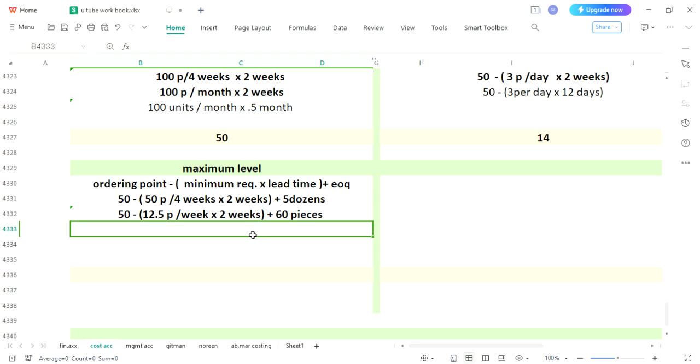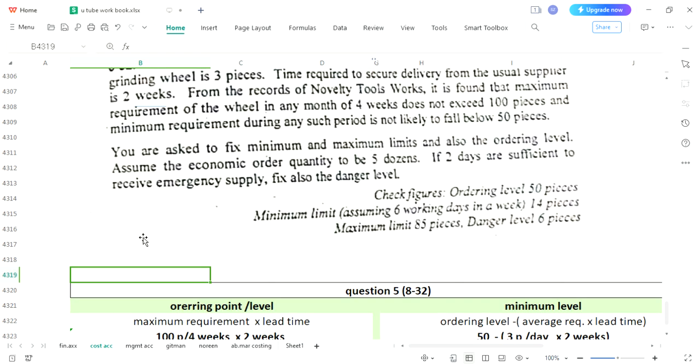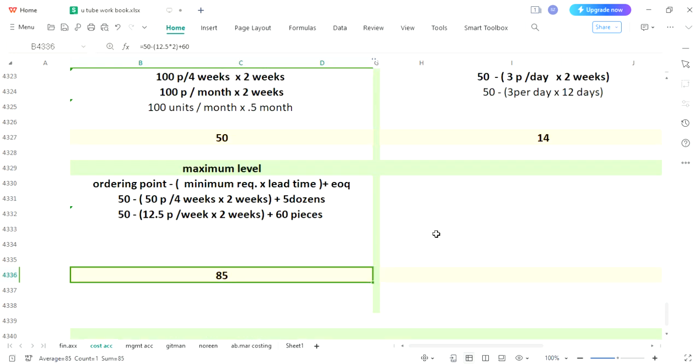We can now put it on our calculator, and what we will do, 50 minus, please follow this, open bracket, 12.5 and it would be multiply lead time with 2, and then you will add 60 as economic order quantity. Right guys, so we have our answer 85. Go back and you can see maximum answer is 85, and we have calculated maximum as 85.